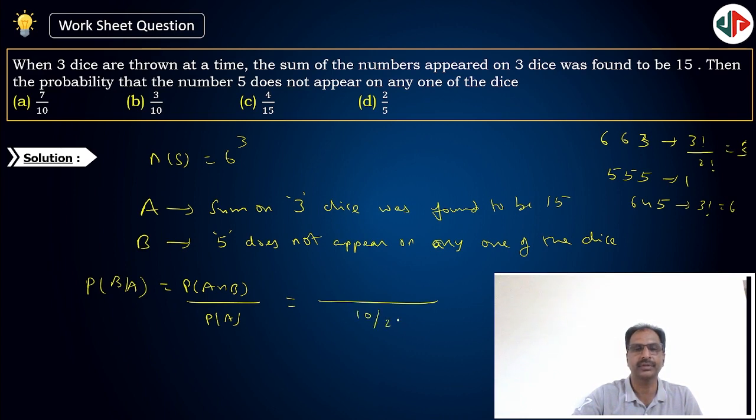So 10 by 216. Next, what is the meaning of A intersection B? A intersection B means both the events A and B should happen. That is, the sum should be 15 and 5 should not be there on any one of the dice. So for this, the only favorable case is 6, 6, 3, 3 cases. Sum should be 15, but 5 should not be there. So 3 out of 216. So 3 by 10 is the required probability. Option B.